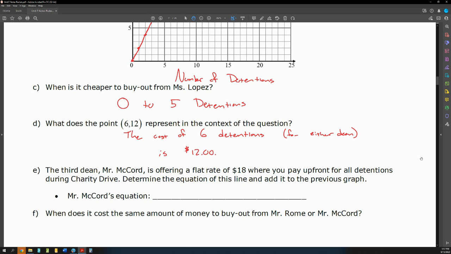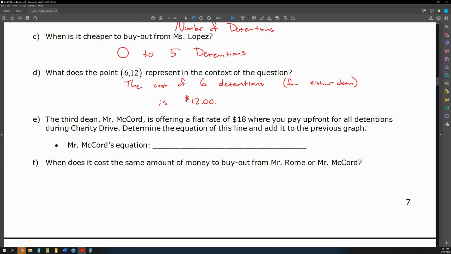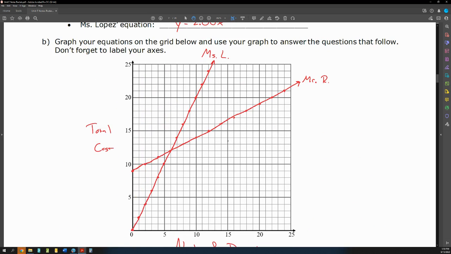Okay, part E. The third dean, Mr. McCord, is offering a flat rate of $18 where you pay up front for all detentions during the charity drive. Determine the equation of this line and add it to the previous graph. So Mr. McCord is just offering a one-time flat fee of $18. So this is the horizontal line y equals 18, where the total cost is just $18. So let's go ahead and graph that line. So this is a horizontal line at y equals 18. So that's Mr. McCord.